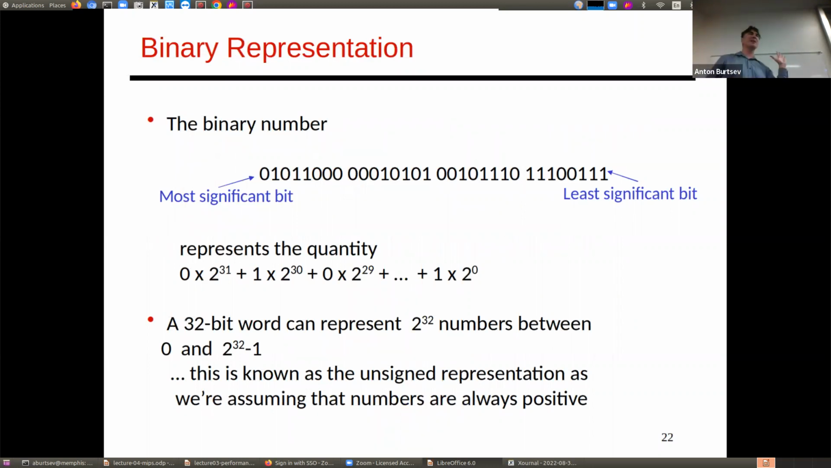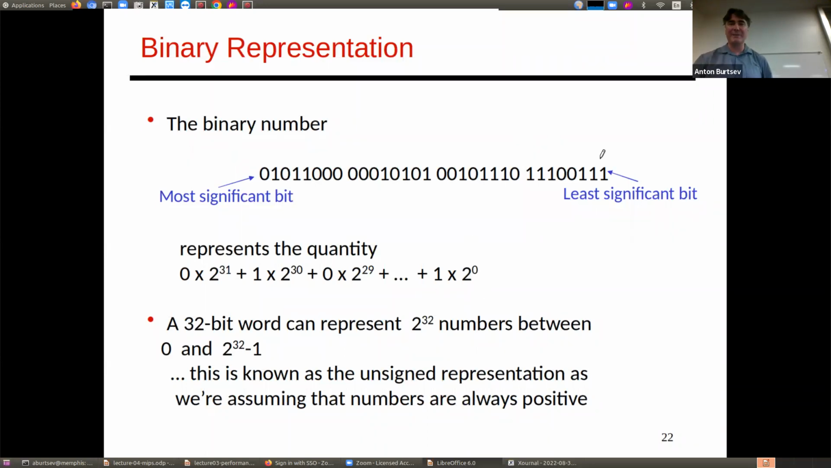Did you guys take classes on binary systems? So you know this already, or it's still new? Yes, new? Okay, so computers operate on binary numbers. What is a binary system? Our natural system is decimal. So binary works like that.